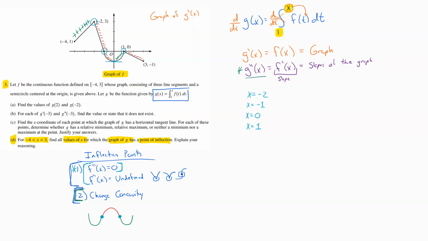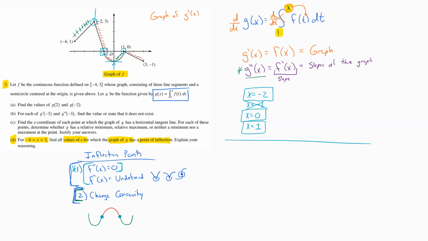And so what we can see is it changed from positive to negative at x equals negative 2. So that's going to be an inflection point. At x equals negative 1 here, there was no change. It went from negative into negative, so that is not an inflection point. At 0, it changed from negative to positive, so that is going to be an inflection point. And then again, at 1, it changed from positive to negative, and so that's going to be an inflection point. So those are our 3 inflection points.